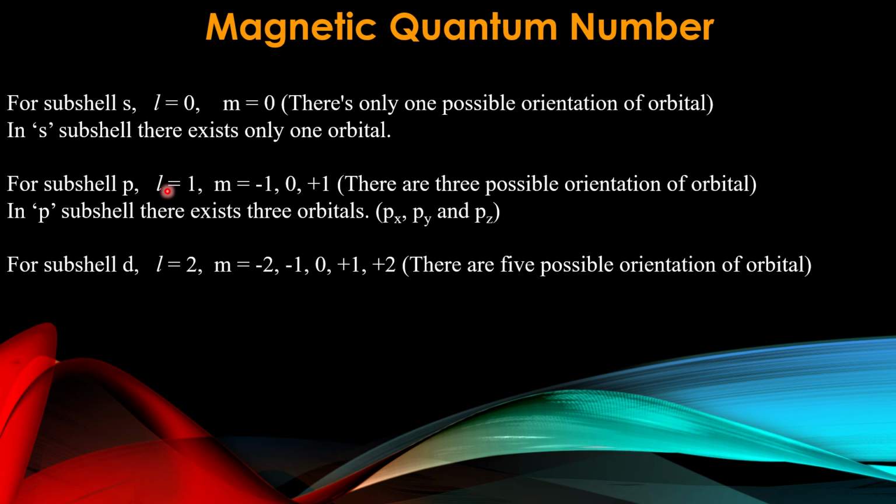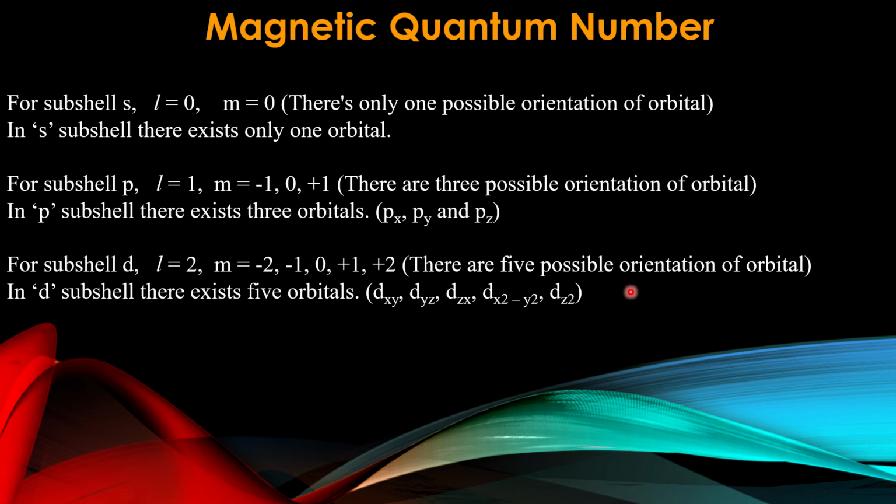Now, for the d subshell, that means l equal 2 and m equal what? Minus 2, minus 1, 0, plus 1 and plus 2. So, there are 5 possible orientations of the orbital, and in the d subshell there exist 5 orbitals. These are dxy, dyz, dzx, dx² minus y² and dz². And from these values, these orbitals are recognized.